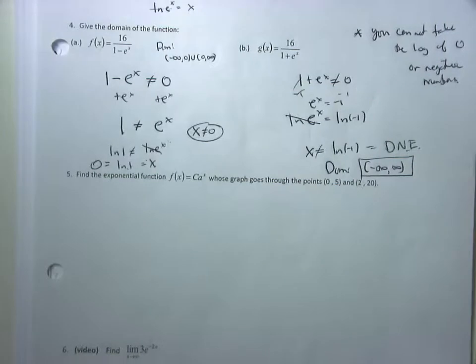Again, trying to remind you of your log properties. When it comes to logarithms, you can only take the log of positive numbers. You can't take the log of 0, nor can you take the log of negative numbers.